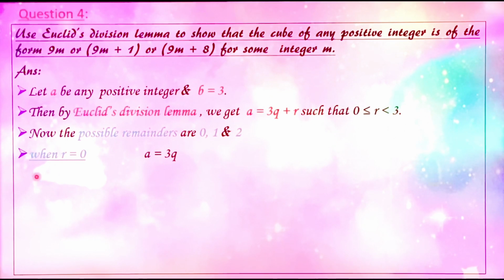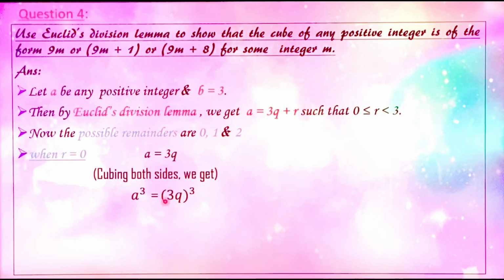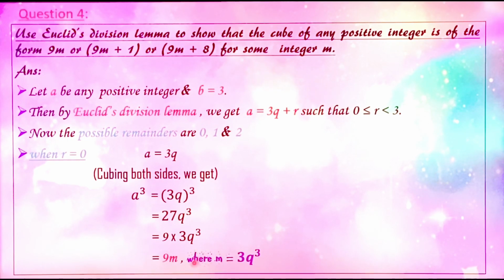When r equals 0, we get a is equal to 3q. Cubing both sides, we get a cube equals (3q) the whole cube. That is equal to 27q cube. This can be written as 9 into 3q cube, that is equal to 9m, where m is equal to 3q cube. When r is equal to 1, we get a is equal to 3q plus 1.